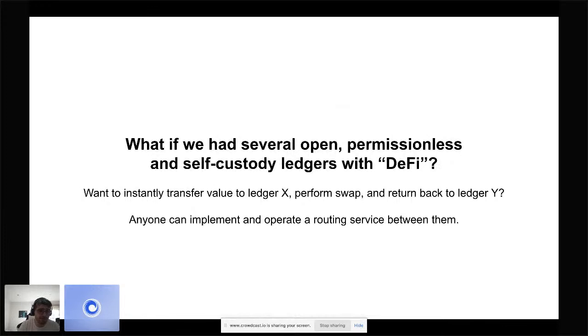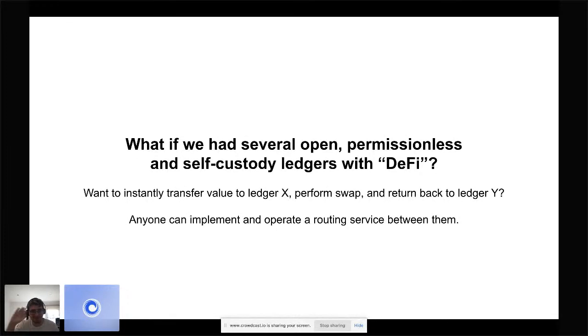But what if we could build several open, permissionless, and self-custody ledgers with DeFi? What if I instantly want to transfer value from ledger X? I'm on ledger Y, I transfer to ledger X, I perform a swap, and I come back to ledger Y. What if I could do this in a way that's nearly, I don't want to say instant, but very, very quick, without bypassing the layer 1 blockchain altogether? If you have these ledgers that prioritize self-custody of funds, they're secure and people can build upon them, and you have these DeFi layer 2 ledgers, then now you have this payment channel network to route between them. So you can bypass Ethereum altogether.